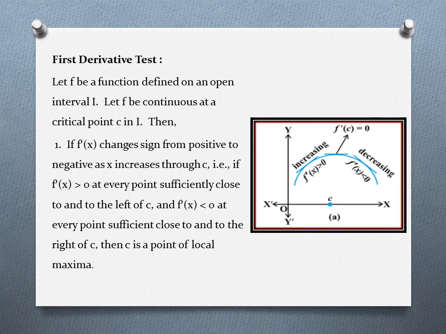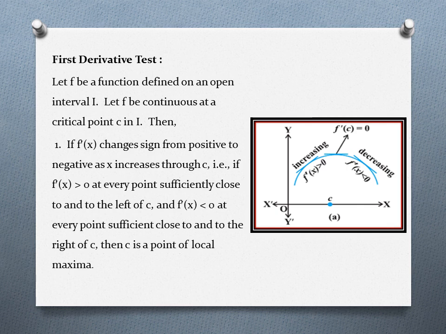Let f be a function defined on an open interval I. Let f be continuous at critical point C in I. Then, first condition: if f dash of x changes sign from positive to negative as x increases through C, that is, if f dash of x is greater than 0 at every point sufficiently close to the left of C, and f dash of x is less than 0 at every point sufficiently close to the right side of C, then C is a point of local maxima.